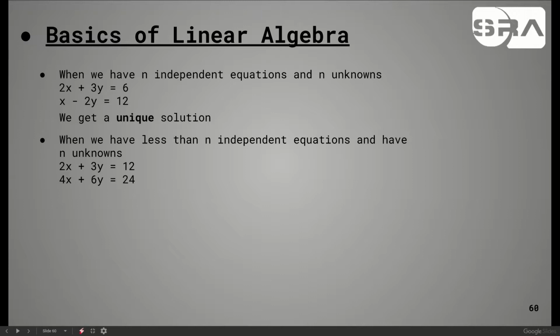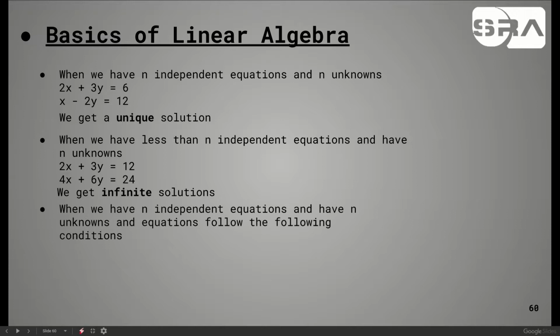In these types of cases, you get infinite number of solutions. In the next case, we have n independent equations with n unknowns, but these equations are a bit special because they follow a condition wherein a1 by a2 is equal to b1 by b2 but is not equal to c1 by c2. Now a1 by a2 is the coefficient of x. A1 is the coefficient of x, a2 is the coefficient of x as well in the second equation. So basically, if they follow this condition, we get no solution.